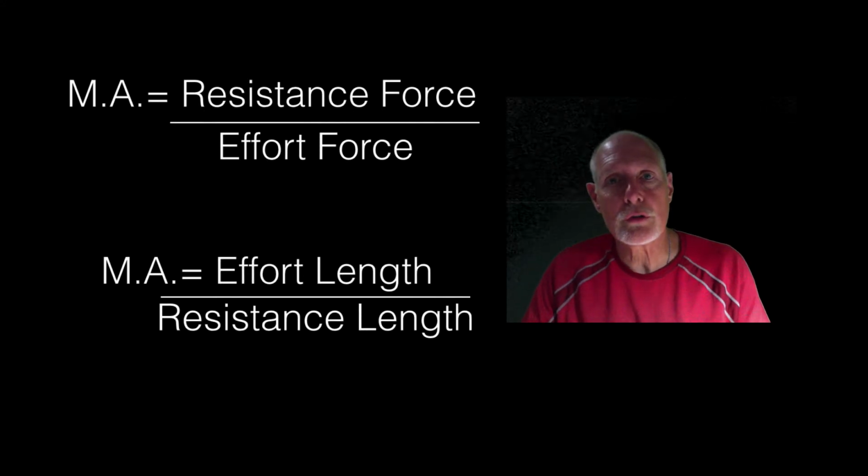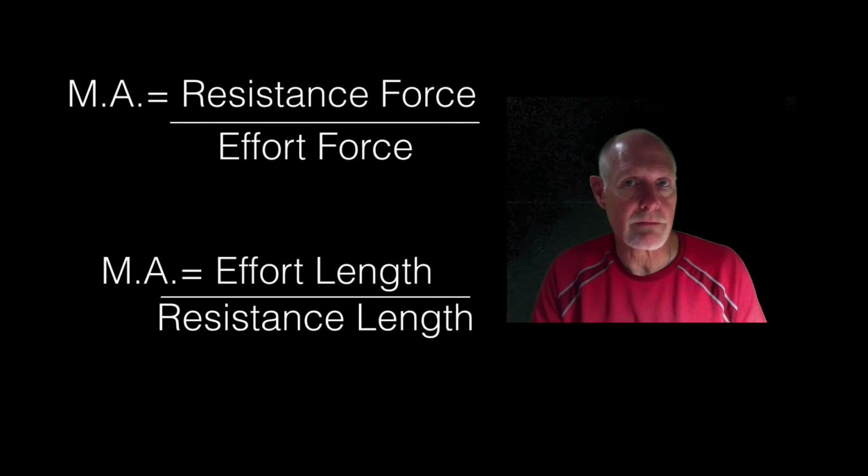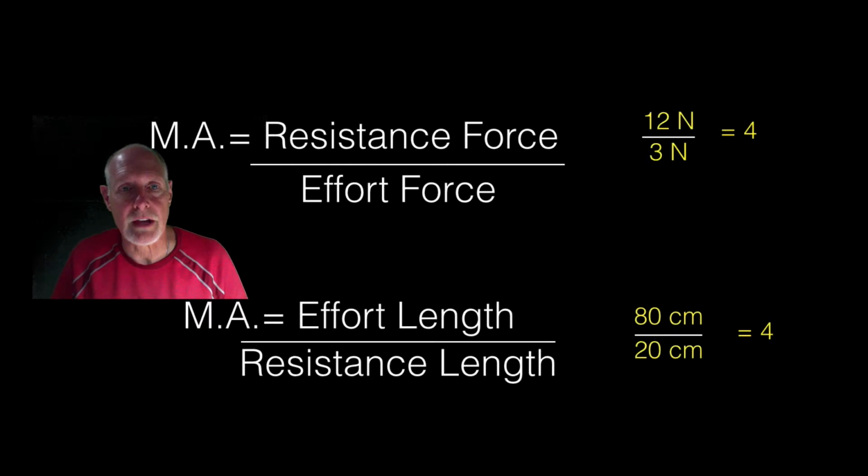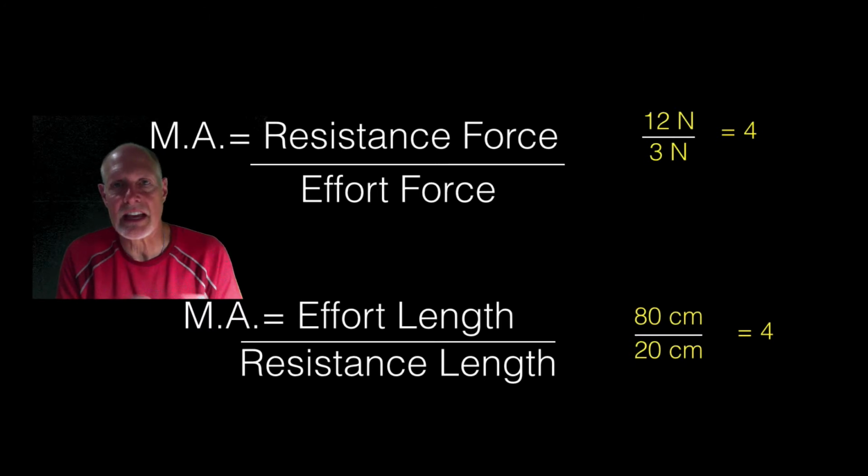Notice that those 2 equations have been turned around depending upon whether you're talking about force or you're talking about length. Let me show you what this really looks like. So again, we have the formula on the top, and we're going to talk about the force first. So let's say we have a resistance force of 12 newtons. Today you guys were working with stuff at about 6 to 8 newtons. And let's say that our machine gave us an effort force of 3 newtons.